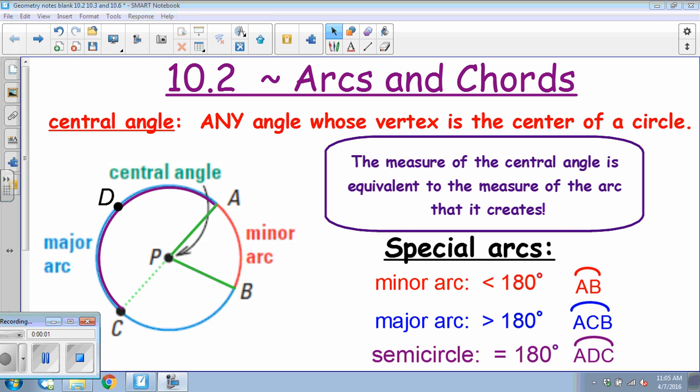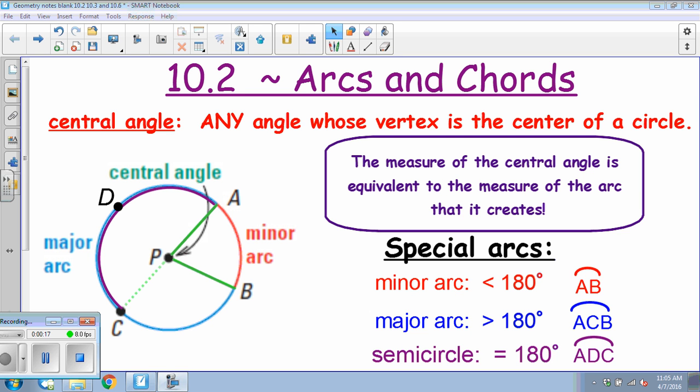Central angles. First, we need to know what a central angle is. A central angle is any angle whose vertex is in the center of the circle. The vertex is that corner, okay? Any angle whose vertex is at the center is called a central angle, okay?